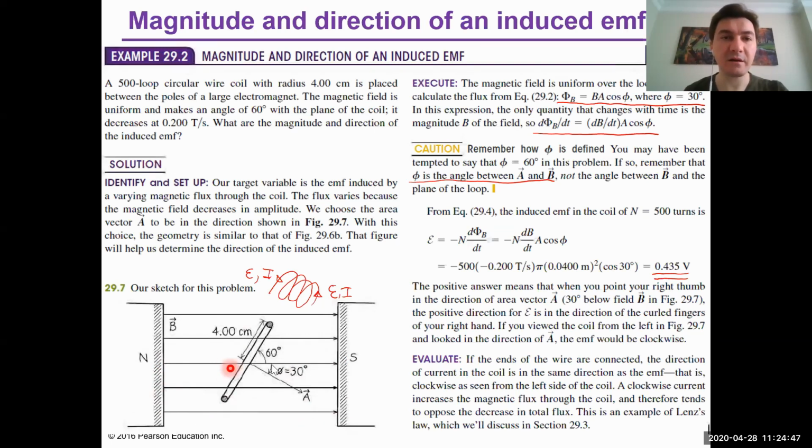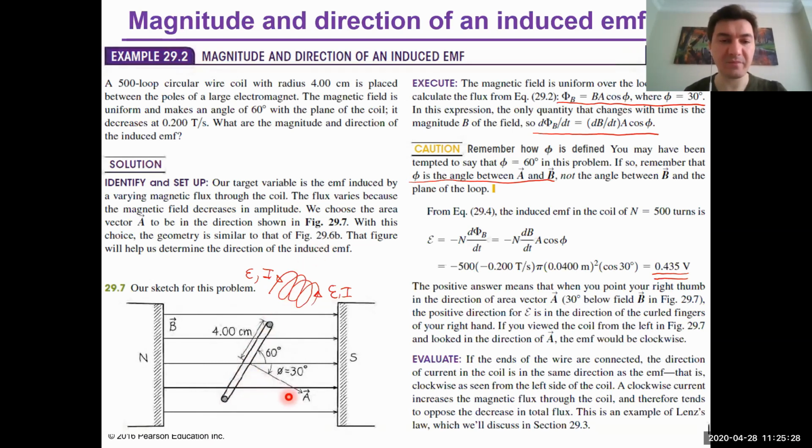And then what is happening? A 500 loop circular wire coil with radius 4 centimeter. So this is the radius of the coil, okay? And it is placed between the poles of a large electromagnet. This is the electromagnet we have already said. The magnetic field is uniform and makes an angle of 60 degrees with the plane of the coil. So this is the plane of the coil. Okay, you can consider like this.